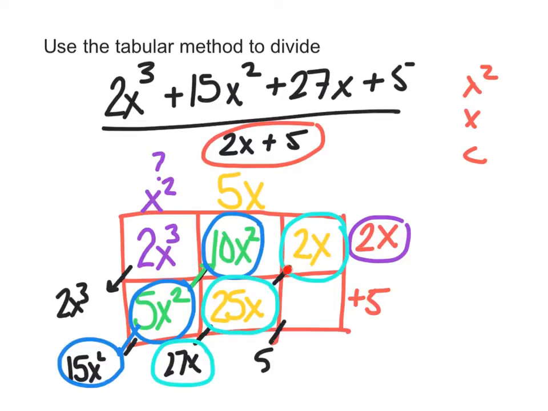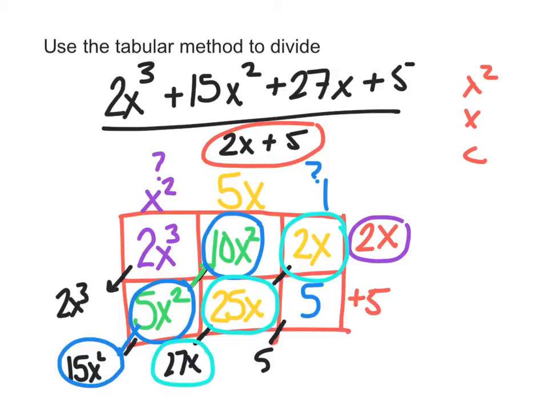And again, I'll just verify 2x plus 25x makes 27x. Now I can go get this last term. I'm saying 2x times what is going to get me 2x? Well, that's just a positive 1. And again, now that I know this is a 1 and this is a 5, if I multiply those, I should get my last term to give me 5, which is what I wanted in the end here.